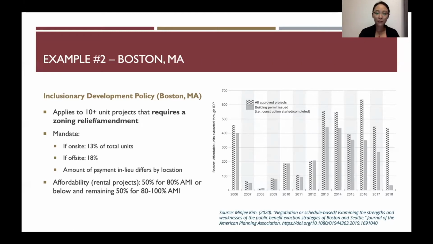And this graph does not capture the monetary contribution. It is simply tallying the actual units that have been promised and will actually be built by the market rate developers. So it's been a highly effective program in creating affordable units in the city, and you can read more about it in the paper.